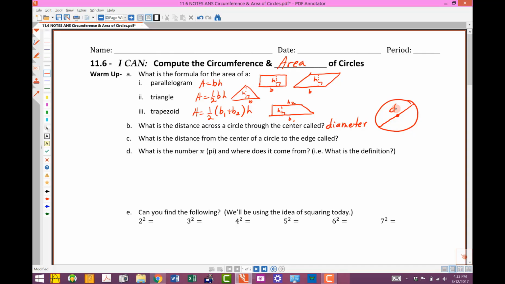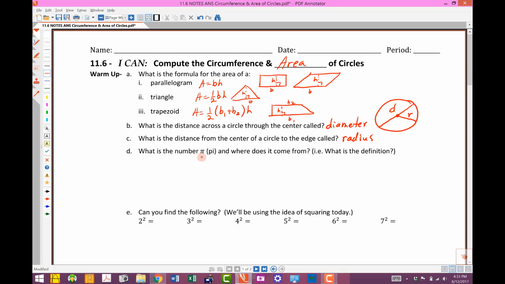And then the distance from the center to the edge of the circle, that is called the radius. Radius. So we're going to use an R to represent that. And then it says, what is the number pi? And this is the Greek symbol for pi. And we spell it Pi, not P-I-E.